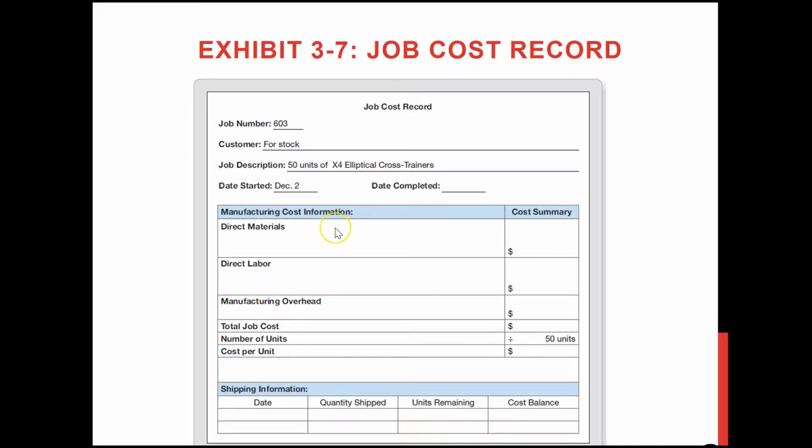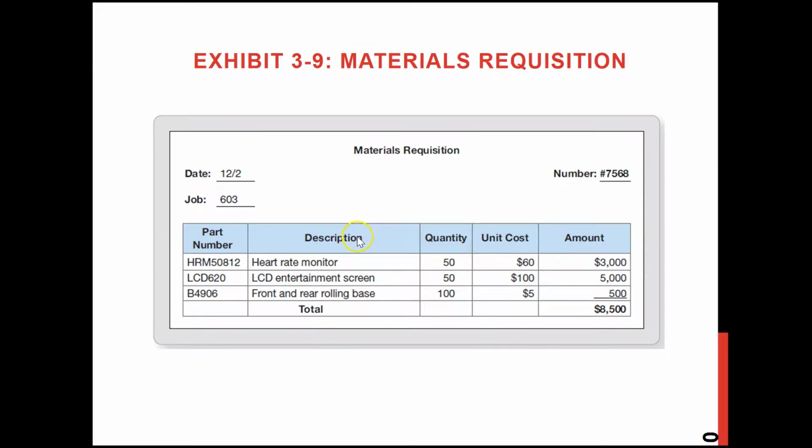So this company will calculate the direct material cost for producing these 50 units of cross trainers. They're going to record all the other costs too. And then they will divide by 50, as these costs are for producing 50 units, and this is how they will check the cost for 1 unit of X4 elliptical cross trainers.